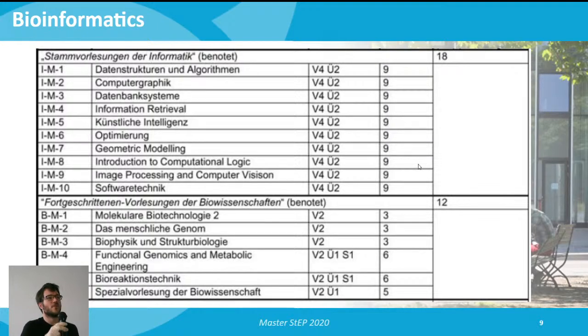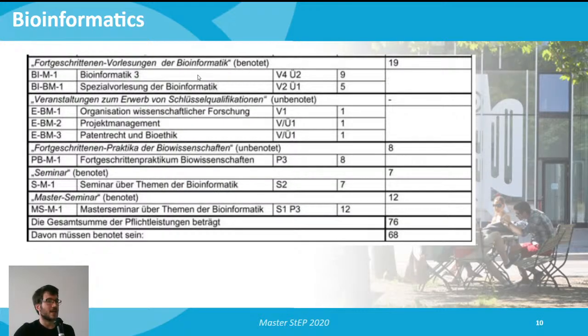Bioinformatics, for example, as a covering for the bioinformatics people. In your study regulations, you'll find a list of everything you can attend, and this is a bit more complex than others. Like in plain computer science, you have groups of lectures you have to hear. For example, from the group Stammvorlesungen der Informatik, you have to cover 18 credit points, and you have to choose 2 of these lectures, the same as in every other group.